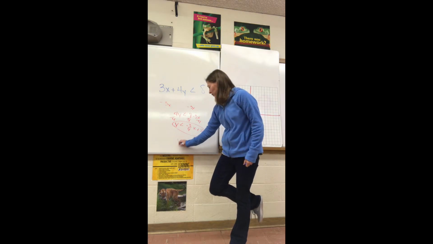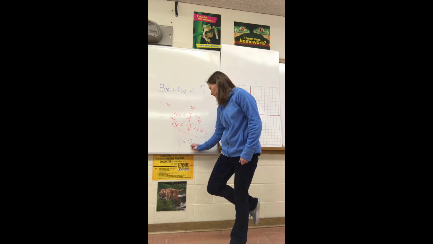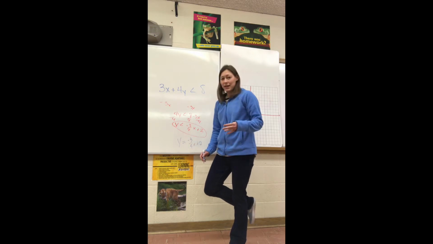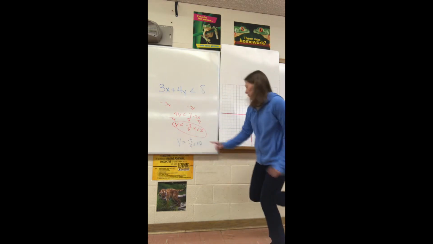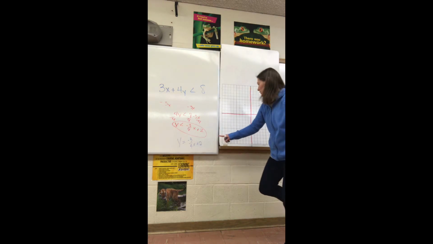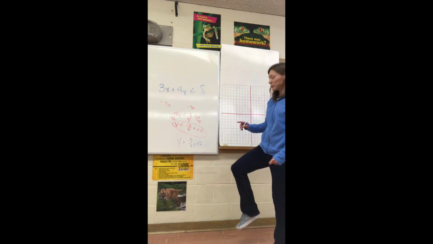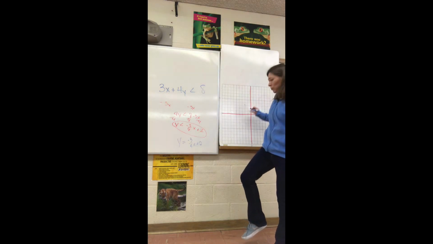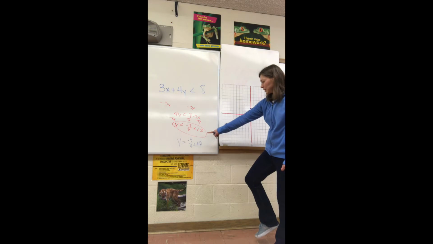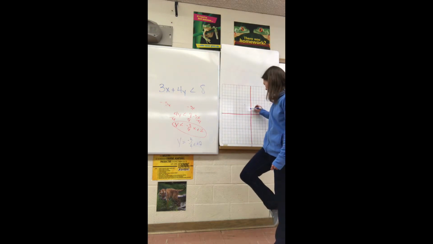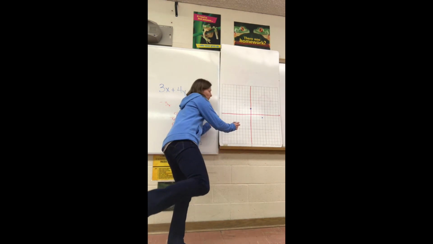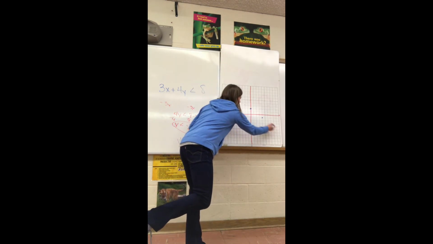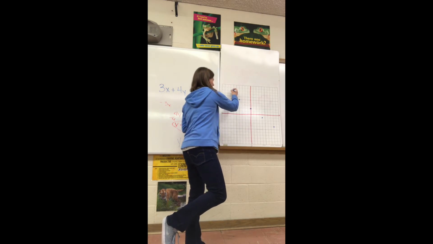Okay, so we're gonna graph y equals negative 3/4 x plus 2, and then we'll put in this less than piece. My y-intercept, my b, is 2. Oh, you can't see. Okay, I'm still standing on 1 foot. And then my slope is negative 3/4. So that means I'm gonna go down 3 to the right 4. Down 3 to the right 4. Up 3 to the left 4.